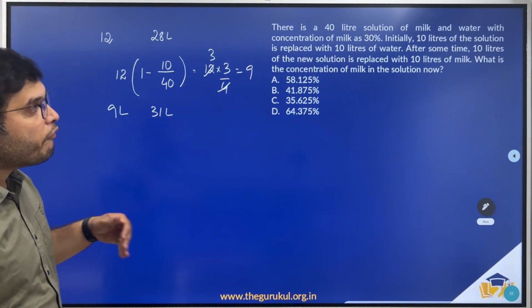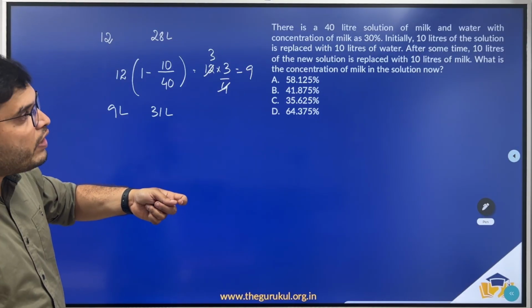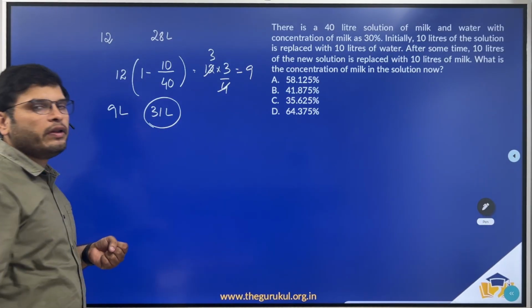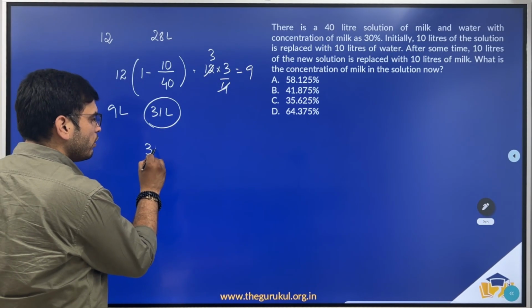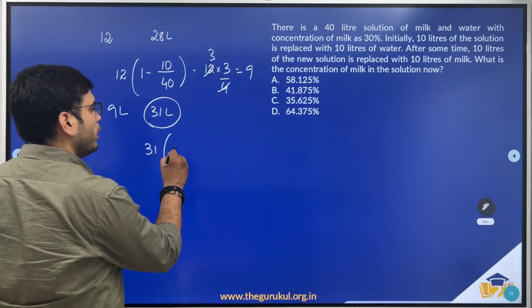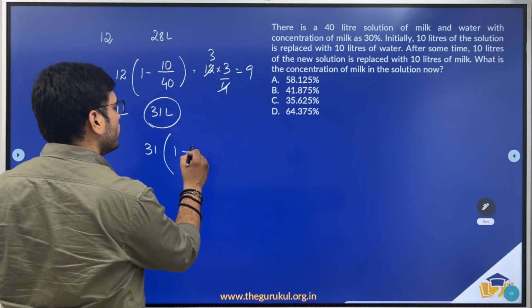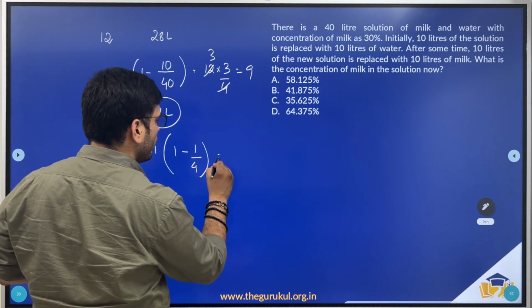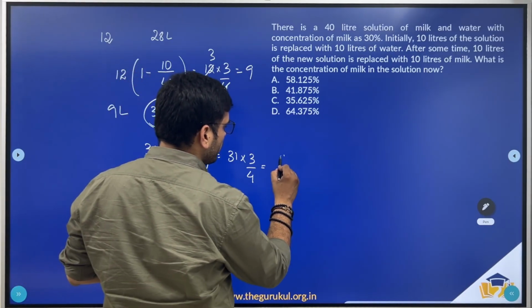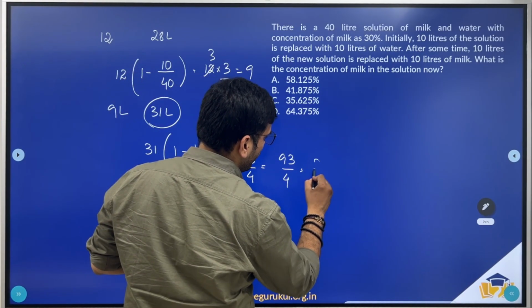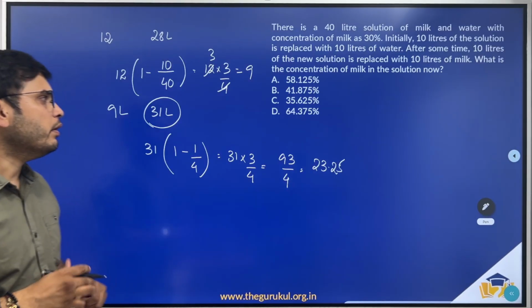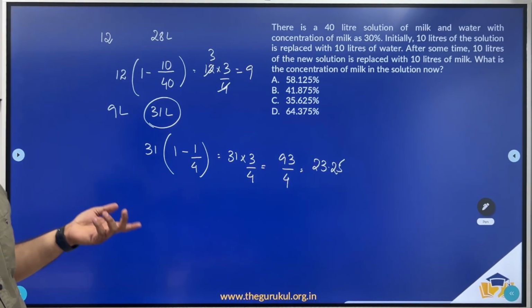Done. Now whereas in the second removal and replacement, we are replacing the removed solution with milk. So now let's try to find the amount of water. The initial amount of water before the second removal and replacement is 31 into 1 minus how much is being removed? 10. So 1 by 4. Again 31 into 3 by 4. So this is nothing but 93 by 4, which is 23.25. So the amount of water after second replacement is 23.25.